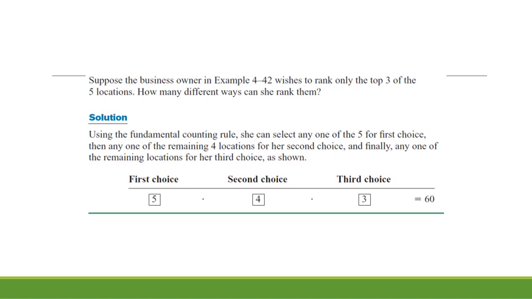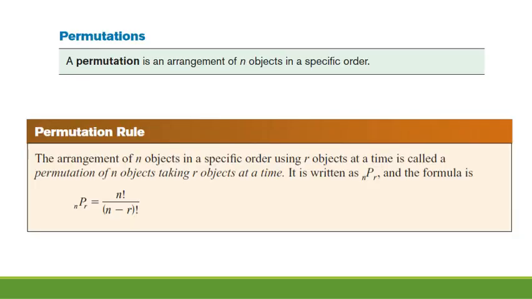So suppose the business owner wishes to rank 3 of them in 5 locations. How many different ways can she rank them? Using the fundamental counting rule, she can select any of 5 for the first, then 4 for the other, and finally the remaining locations for the third choice. So we have 5, 4, 3, so 60. This is an example of the fundamental counting rule.